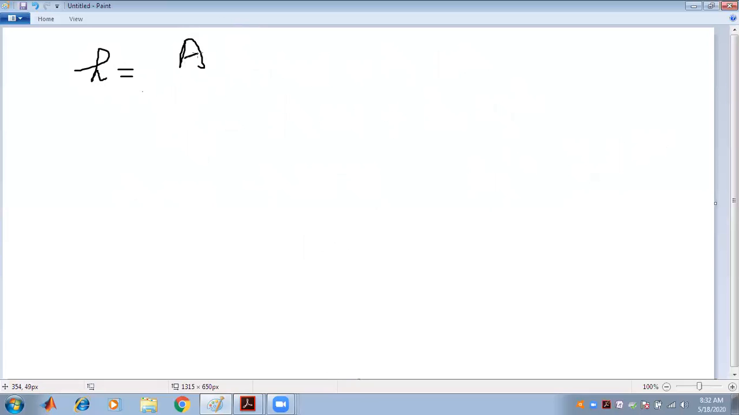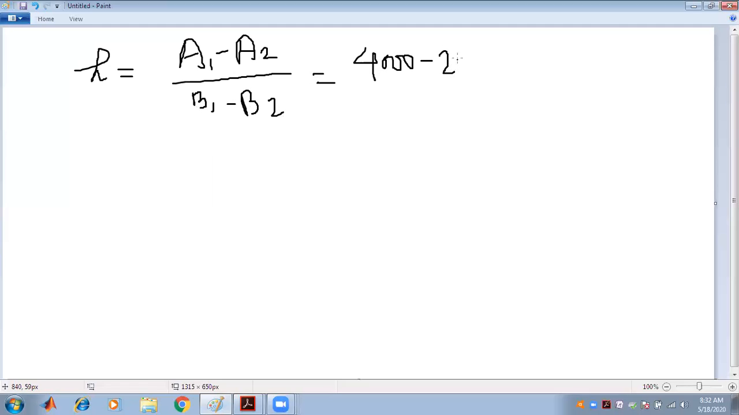It is found by A1 minus A2 by B1 minus B2. The A1 and B1 values are known to us. Putting those values, we get 4000 minus 2500 by 3.0 minus 4. The total number of hours for which the base load is operated can be found using this.